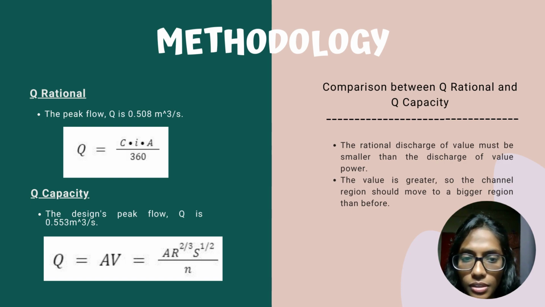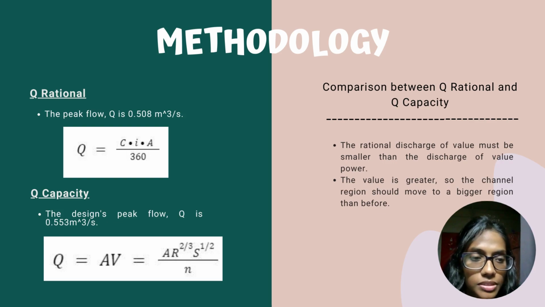Next, for Q capacity, the most common empirical method for determining the capacity of the drainage is the Manning formula. So the suggested gradient and the width parameter are used to calculate the capacity. The design's peak flow is 0.553 meter cube per second.